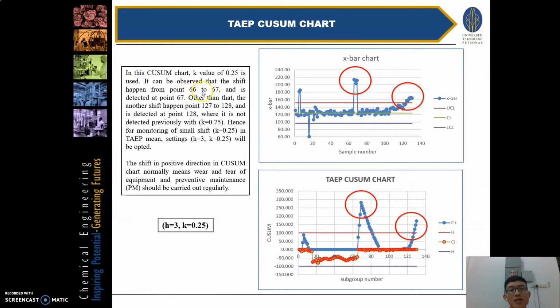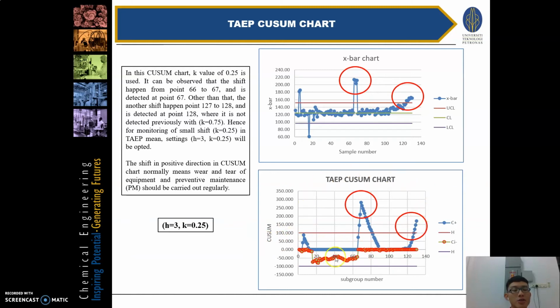So we can see that the point that the shift happened is from 66 to 67, which is the same as here, and the other point happened at 127 to 128. So here the shift is detected at first as 67, and over here the other one is detected as 128, where it was not detected previously at k equals to 0.75. So for monitoring of the small shift, the settings to be used are h equals to 3 and k equals to 0.25.